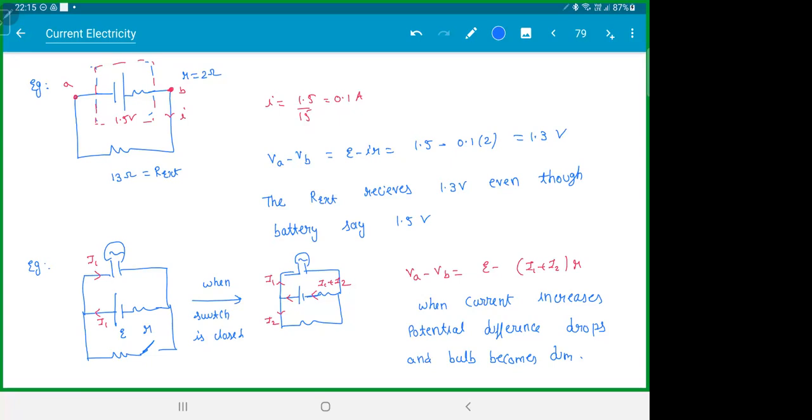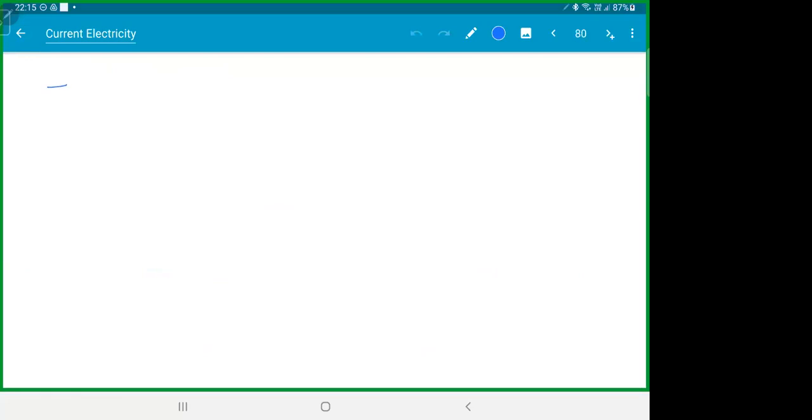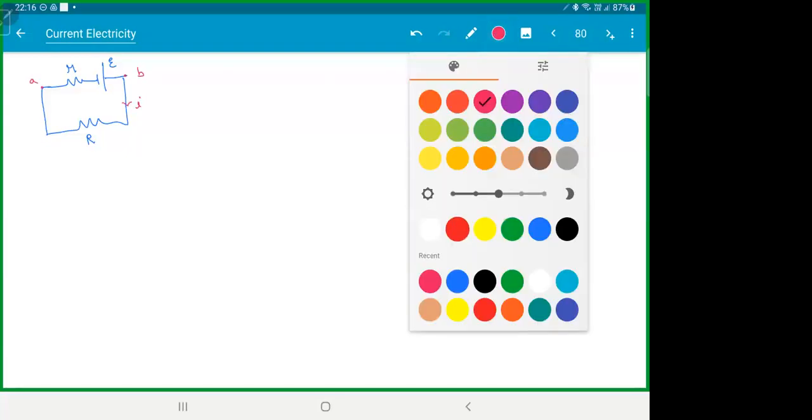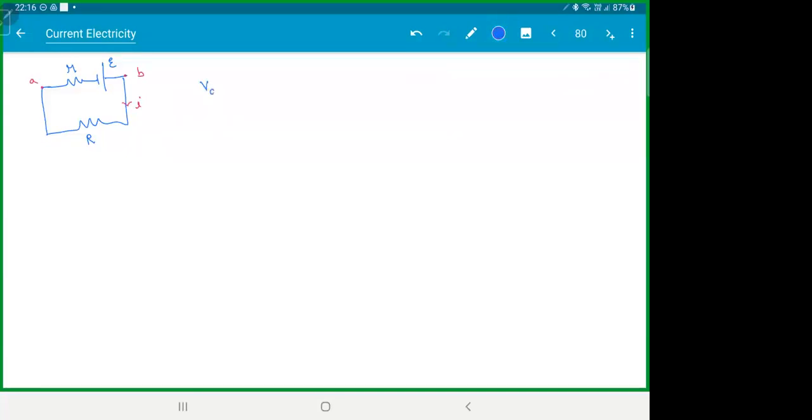So let's see how this works then. The resistor, internal resistor, battery. This is R, this is small r, and this is EMF. This is A and this is B. And this is current I. If you look at the potential difference here, VA minus VB is equal to E minus Ir. Be careful with this: EMF of a battery and potential difference of a battery are not the same.